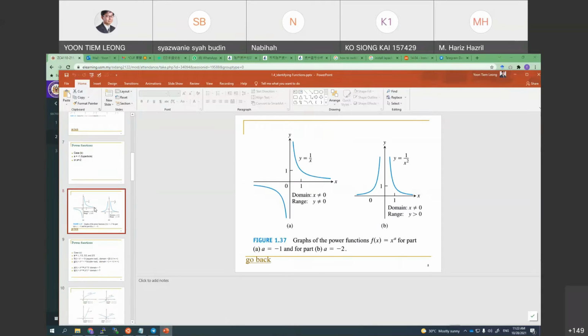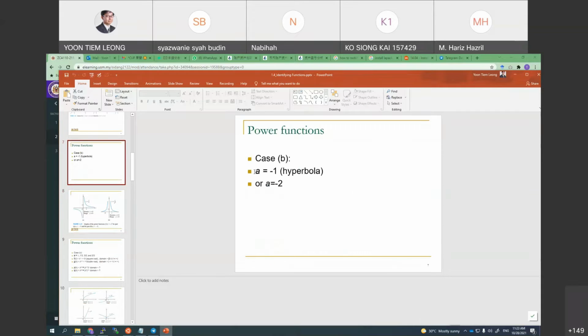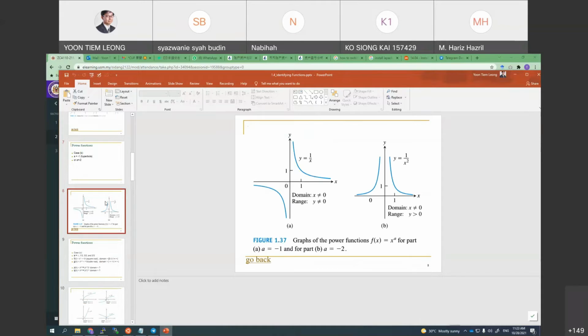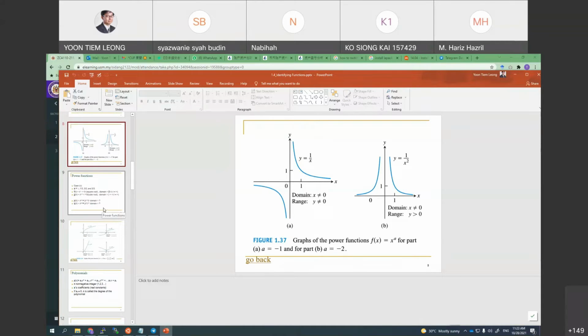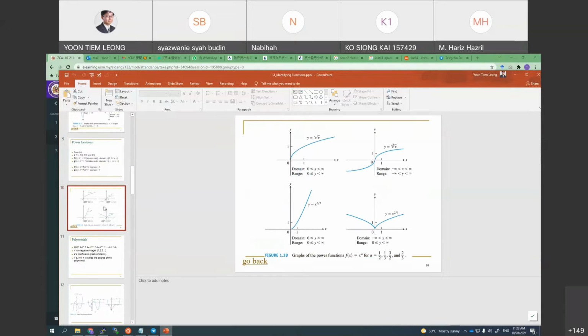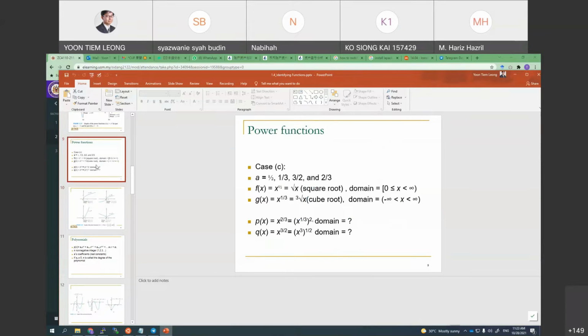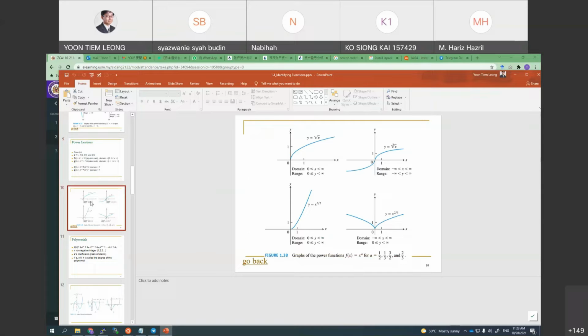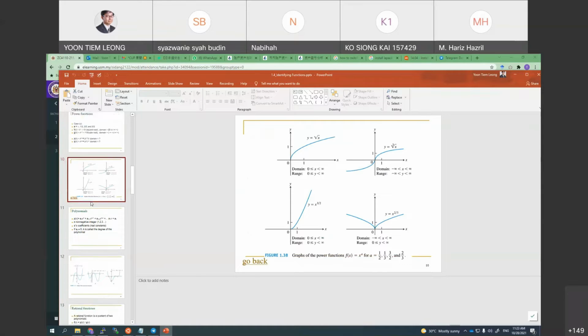It could also be possible for the powers to be a negative integer. Then this is an example of a power function with a negative integer power. Then this is the shape of the power function where the power is a fraction made up of a ratio of two integer numbers, and the fraction could be positive or negative. And these are examples of power functions.